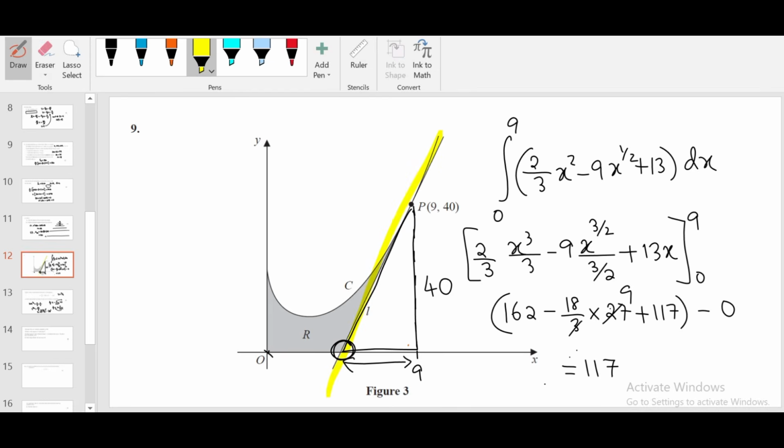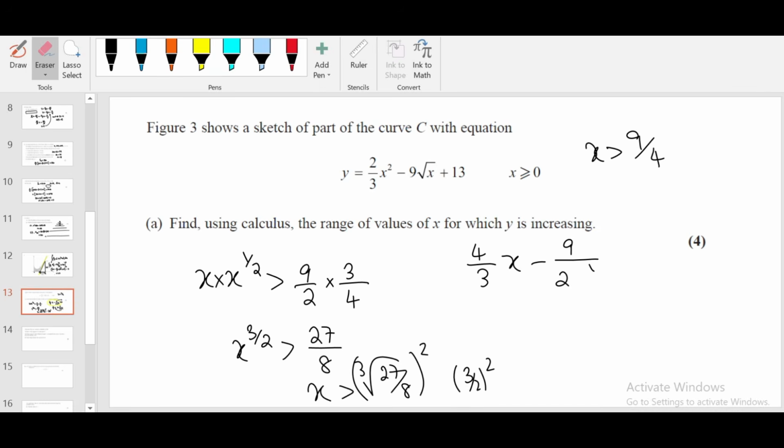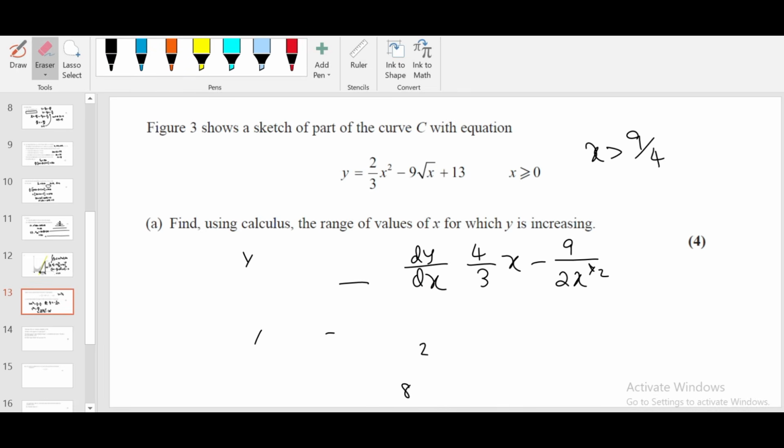To find the x-intercept, we need the equation of the straight line first. How do we find the equation of a tangent? We learned this in P1 differentiation. We need to take the differentiation first. The differentiation is here from part A. This is dy by dx. In this first derivative, replace x by the x coordinate of the point P. Look at the point P, the x coordinate is 9. Sub in here, that's the slope.